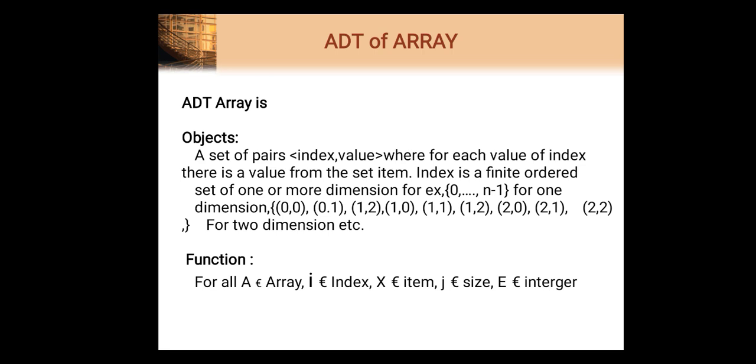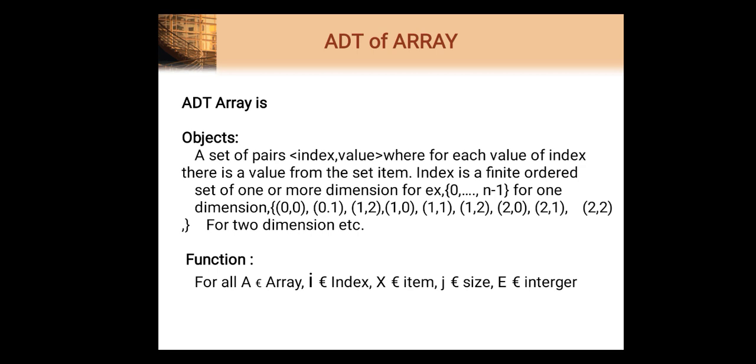As I told you, for writing an ADT, it consists of three parts. In the first part, you write ADT and the topic name for which you are writing the ADT. In the second part, you have to give the description about that topic, that is the object part. And in the third part, that is the function, you have to list out the different functions you are performing on that topic.